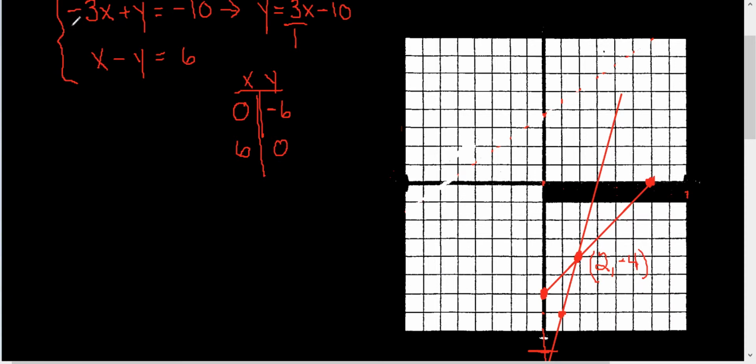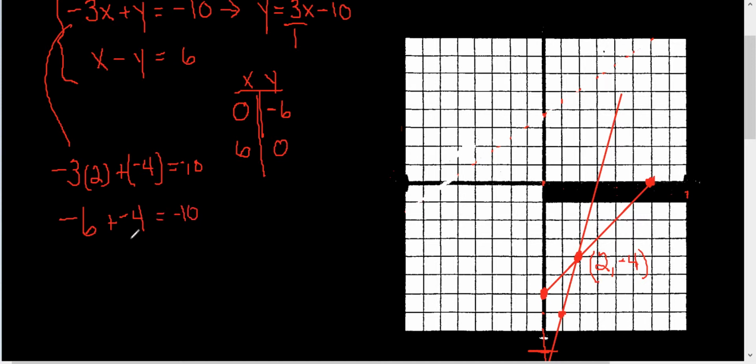Let's try. I'm going to try this top one here. This would be negative 3 times 2, 2 for the x, plus y, but y is negative 4, plus negative 4. Does that equal negative 10? Negative 10. All right, negative 3 times 2 is negative 6, plus negative 4 indeed does equal negative 10. All right, so negative 10, of course, equals negative 10. I don't have to do that, but all right.